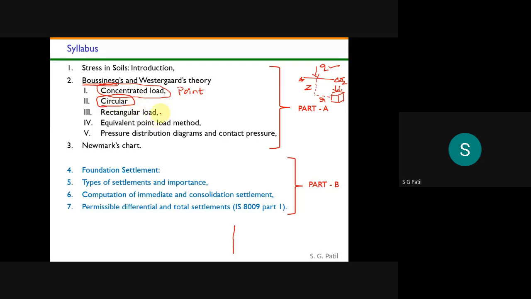Then we'll see the rectangular load. The best example of a rectangular load is your isolated footings, rectangular or square, whatever you want. Then the equivalent point load method we will see, then pressure distribution diagrams, then the Newmark chart. Up to here I am planning today. This second part I will take up from Monday's classes.